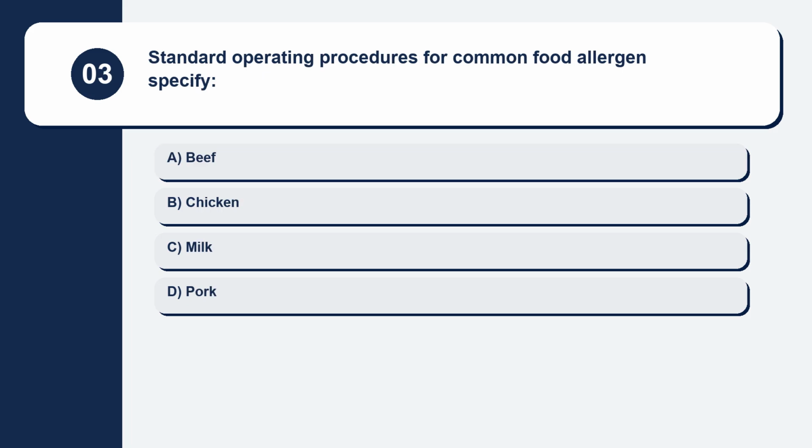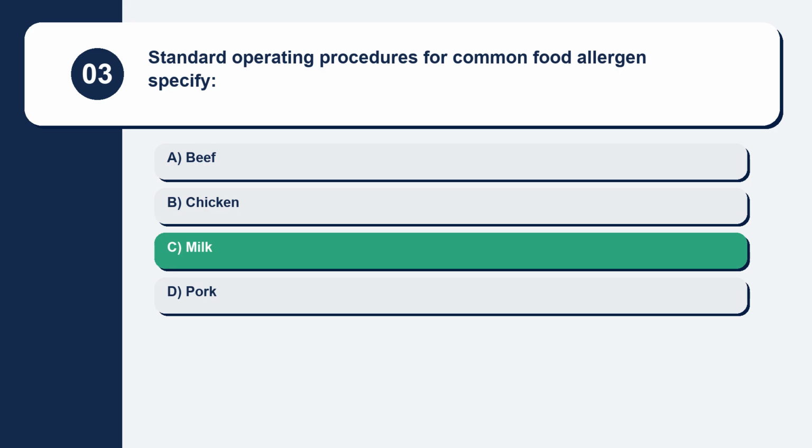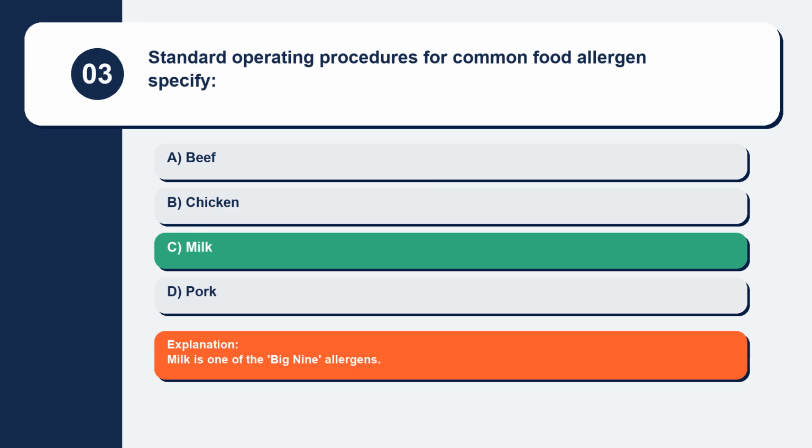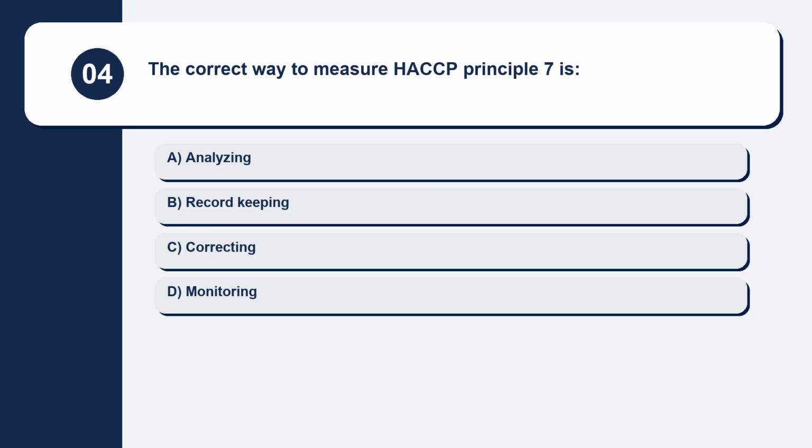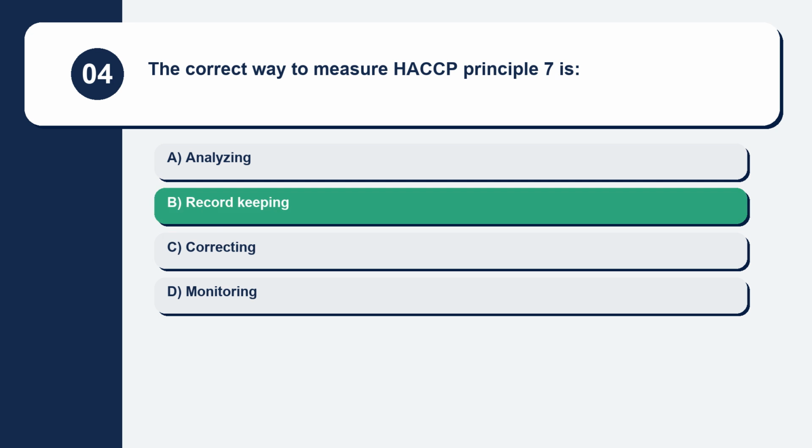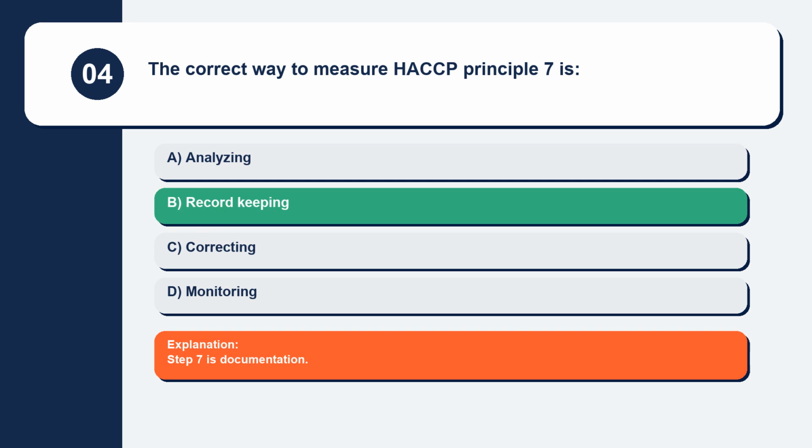Question 3. Standard operating procedures for common food allergens specify: beef, chicken, milk, pork. Milk is one of the big 9 allergens. Question 4. The correct way to measure HACCP Principle 7 is: analyzing, record keeping, correcting, monitoring. Step 7 is documentation.